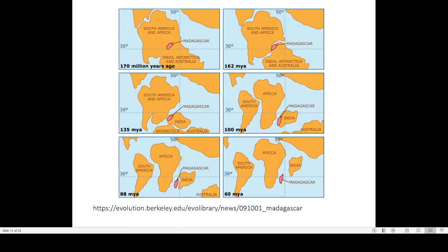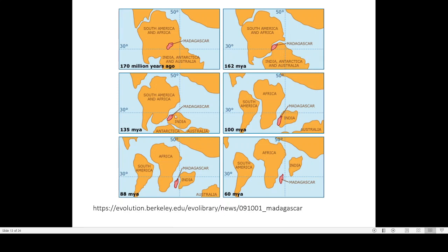So here you can see how the separation of Africa and Madagascar has taken place. You can see South America and Africa were once together. Then India got separated, and this island is known as Madagascar. Earlier, Madagascar was between South Africa and India. See, this portion is known as Madagascar. Now, 160 million years ago, this separation gradually started.